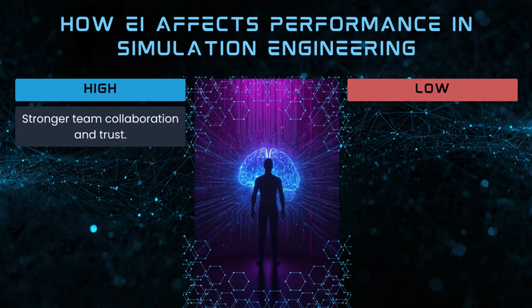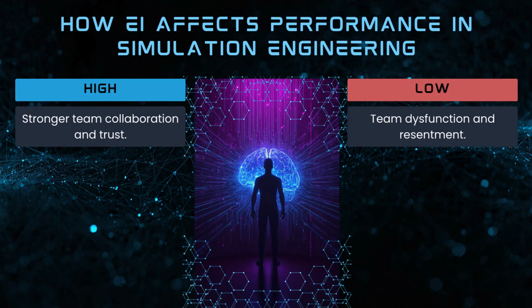For example, stronger team collaboration and trust on the high side. We find team dysfunction and resentment on the low.